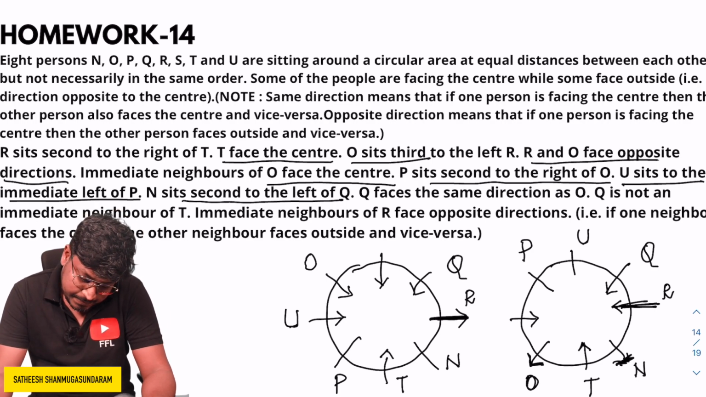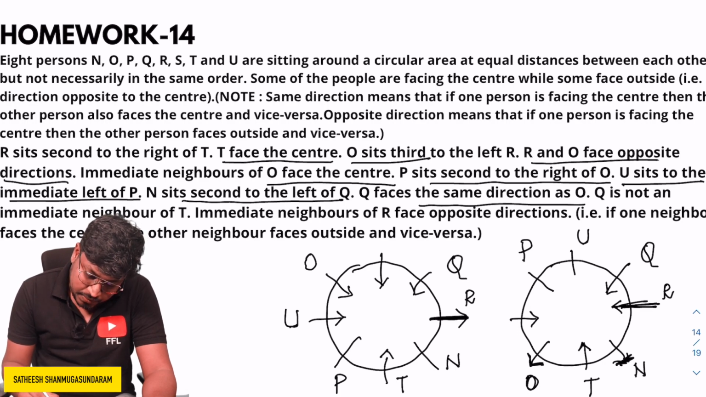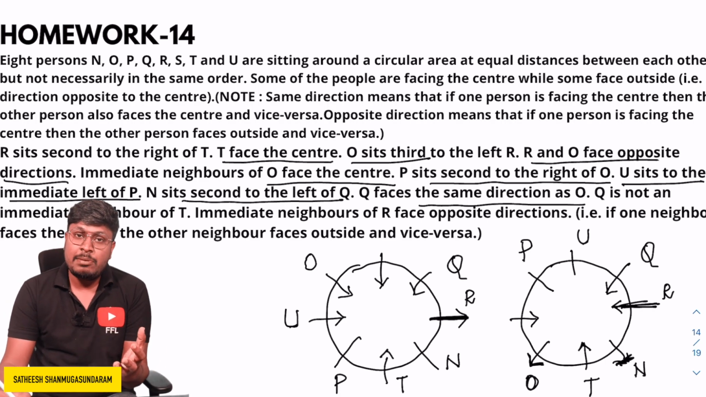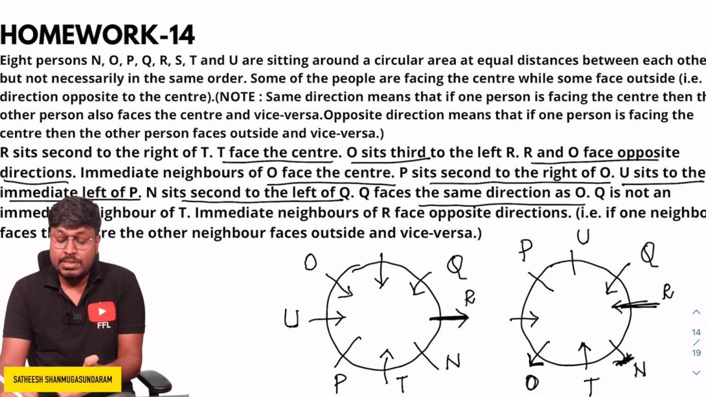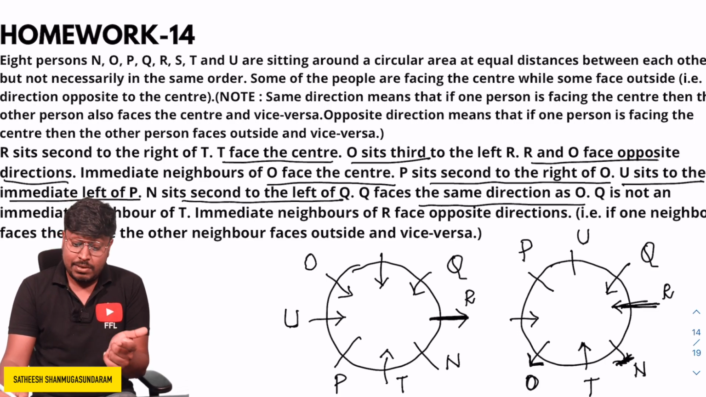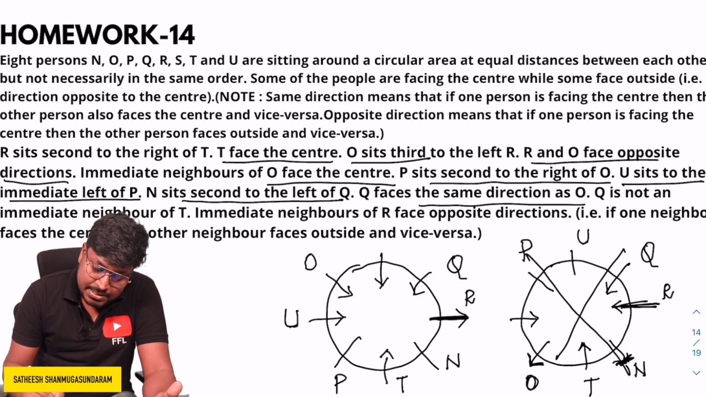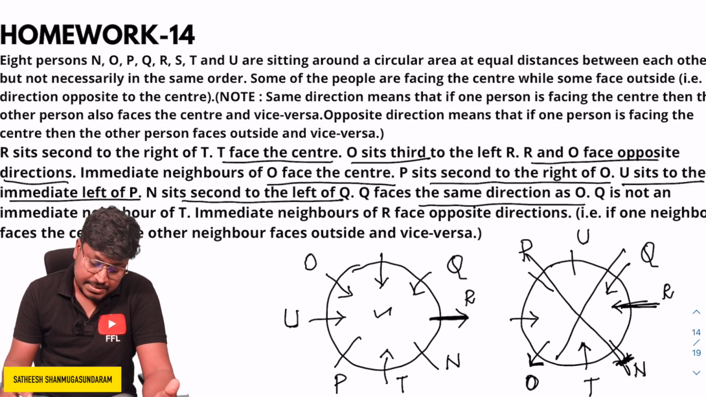Okay. Next point, Q faces the same direction as O. But in the second possible diagram, Q is facing the opposite direction to O. Because Q is facing the center, O should also face the center. But here O is facing outside. So this possible diagram is wrong. This one will be correct. Why? Because Q is facing the center, and O is also facing the center, right?